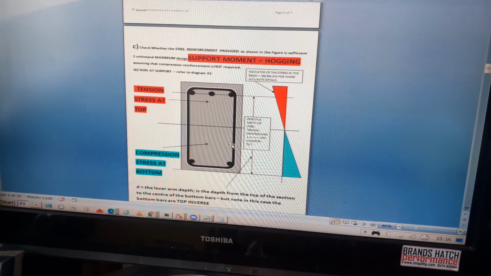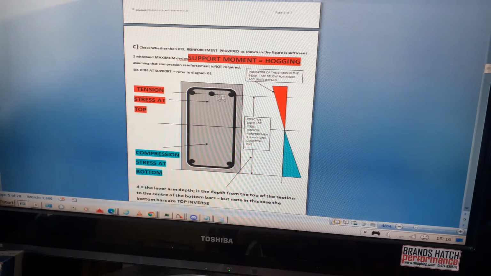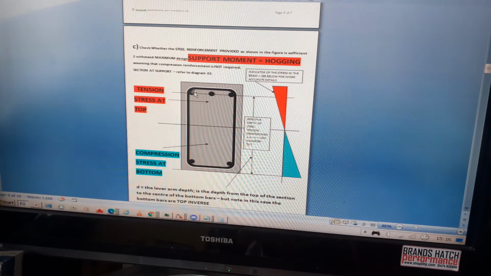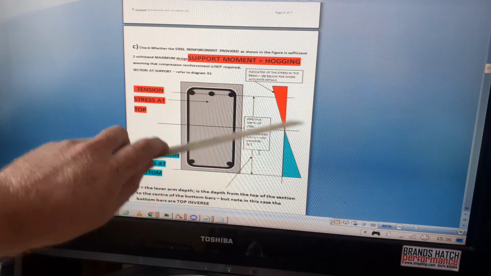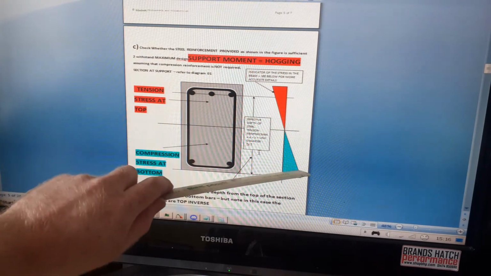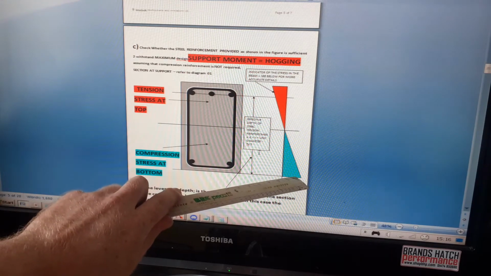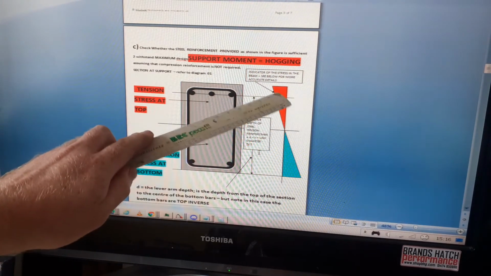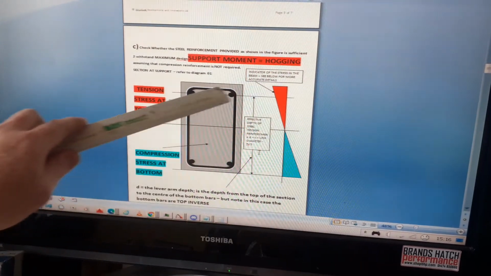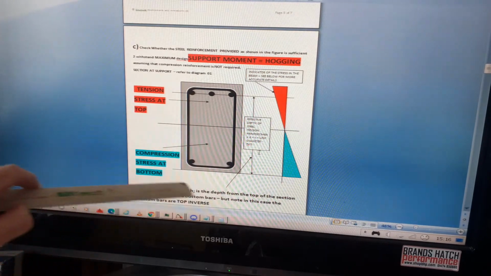So I've just done a diagram of the section that was given in the question. It shows three bars at the top. So these become the tension bars because we've got tension at the top of the section. Here is a little indicative stress diagram. So we've got compression at the bottom, which I've just shown in blue, and tension at the top. This diagram isn't to scale, but it's just to give you the idea that it's tension at the top and compression at the bottom.